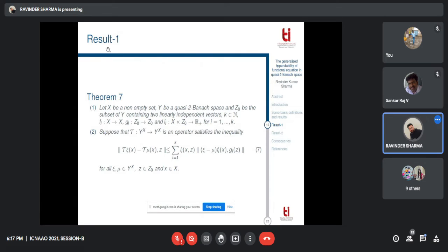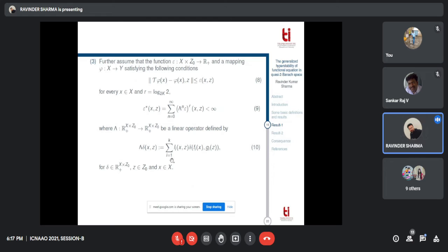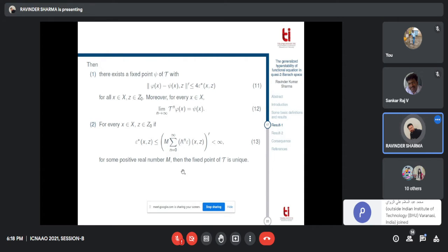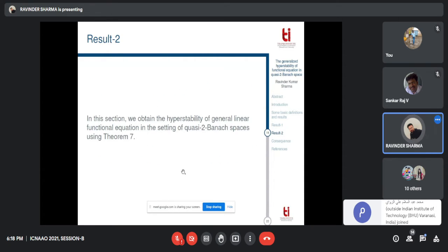result first. In this, let X be a non-empty set, Y be a quasi-two-Banach space, and Z0 be the subset of Y containing this, and suppose a mapping satisfies equality 7 and the functions psi and phi satisfy 8, 9, 10. Then there exists a function satisfying equalities 11, 12, and 13 for some real number m, and then the fixed point is unique.